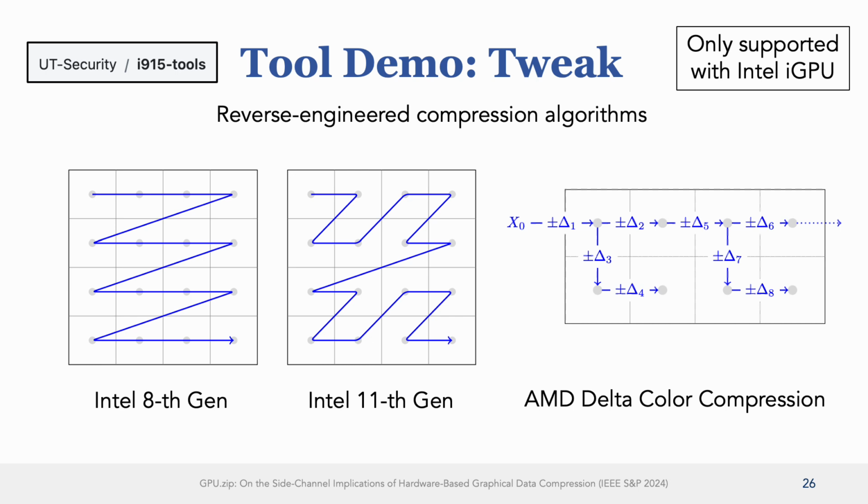Tweaking the compressed surface is like launching a chosen ciphertext attack, where we treat the GPU compression algorithm as a black box, and by interacting with it, we learn information about its internal algorithm, gather linear equations, and finally reverse engineer it. Inside our paper, we reverse engineer the compression algorithm used by Intel 8th generation and 11th generation integrated GPU, the underlying idea of which is prediction and residue. We also reverse engineer the delta color compression scheme used by AMD, which is way more complicated than that from Intel. If you're curious about more detail, please check out our paper and our codebase.